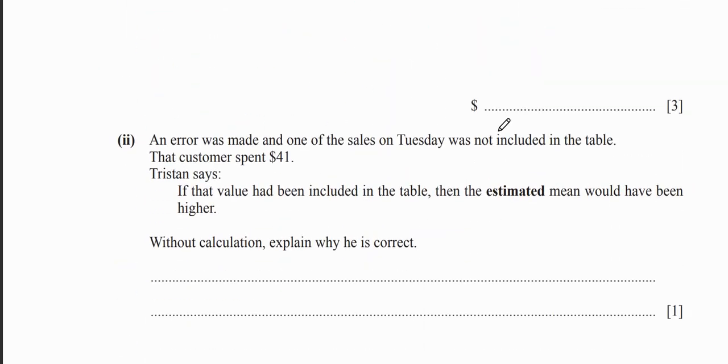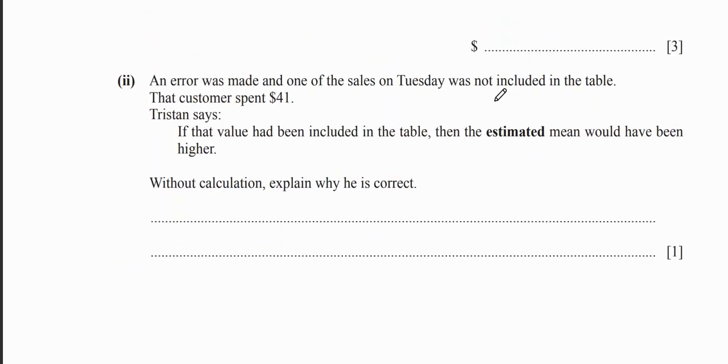Now it says an error was made and one of the sales on Tuesday was not included in the table. The customer spent $41. Tristan says that if that value had been included in the table, then the estimated mean would have been higher. Now without calculation, explain why he is correct.